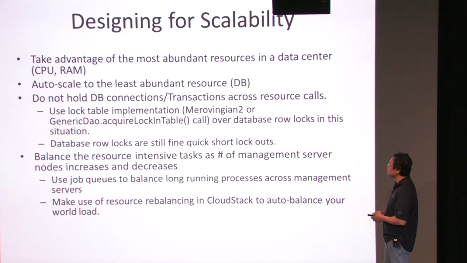So we advocate using lock table implementations if you really do require locks across resources. There is an implementation for that called Merovingian 2, which is created by our generic DAO, and is used by our method called acquire lock in table in generic DAO. We're perfectly fine with database row locks, but they've got to be very quick. We will check when you send messages over to the resource that you are not in a database transaction, and we will assert if we see that.